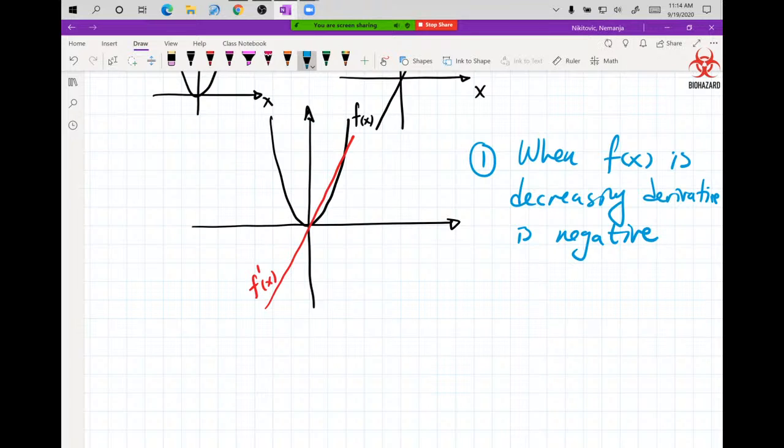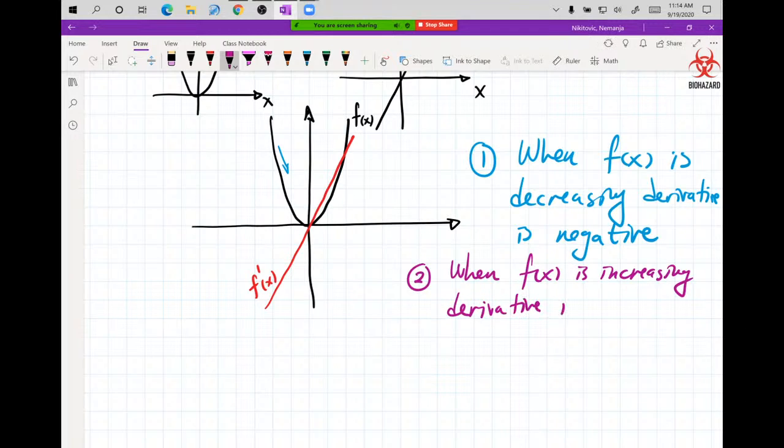So we can see over here function decreasing, meaning going down, and you see that all of the values for the red function are negative y values. Flip side, when f of x is increasing, derivative is positive. So you can see it over here, increasing, and you can see all of the red y values for the red line are positive numbers.